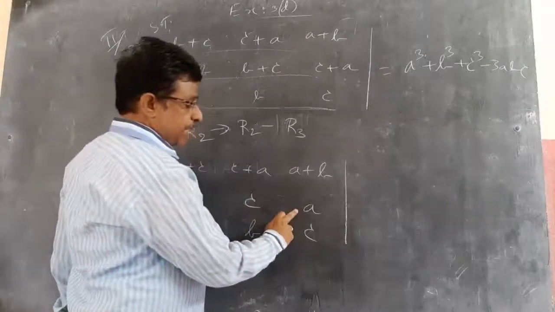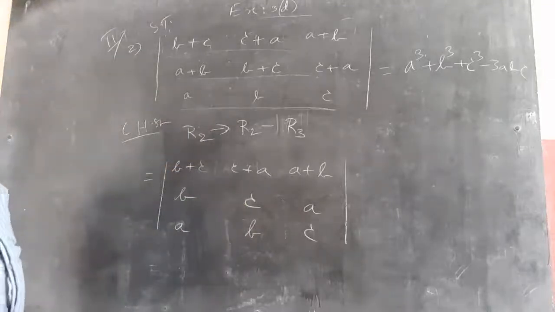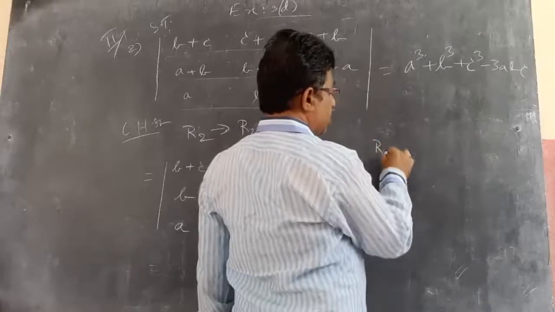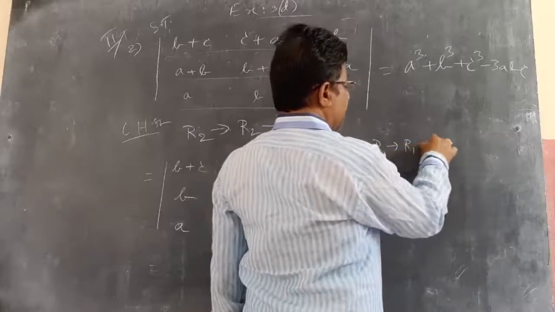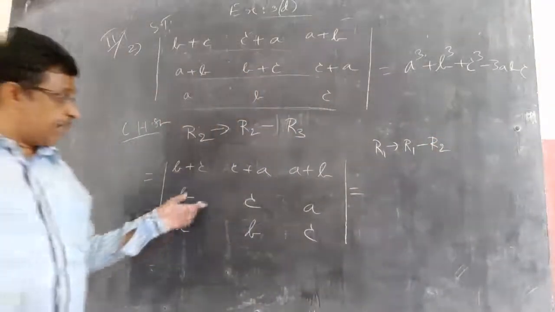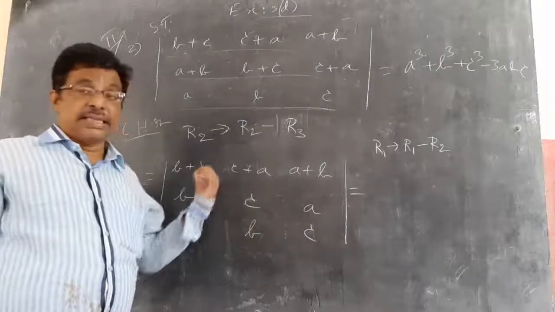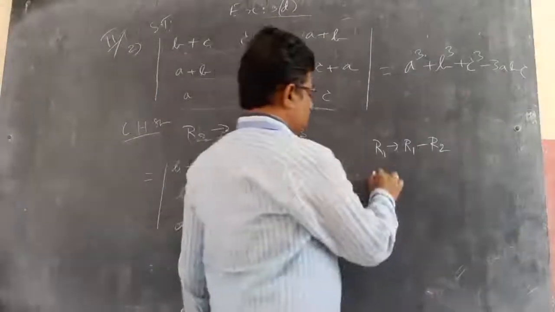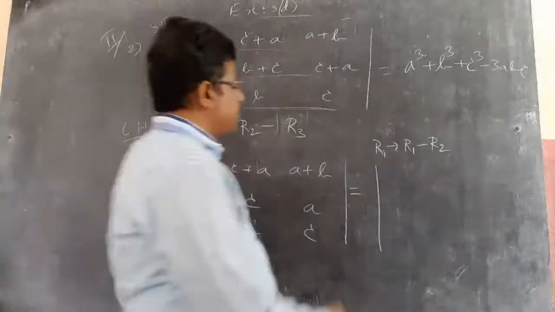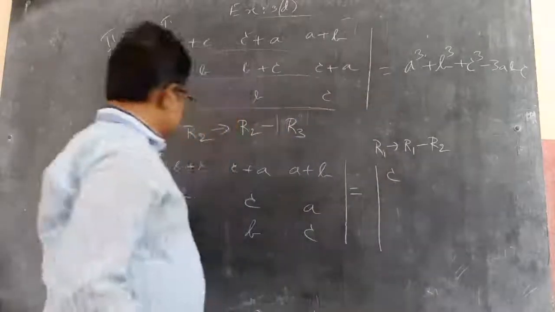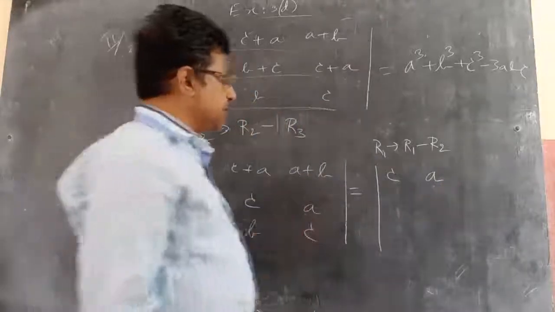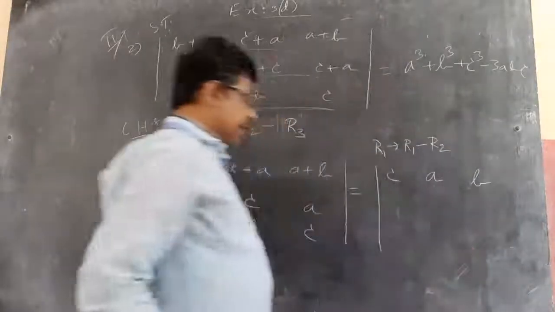R2 I will multiply with minus 1 and add to R1, which means I am making changes to R1. R1 tends to R1 minus R2. There is no change in the determinant at all. So B plus C minus B becomes C, C plus A minus C becomes A, and A plus B minus A becomes B.